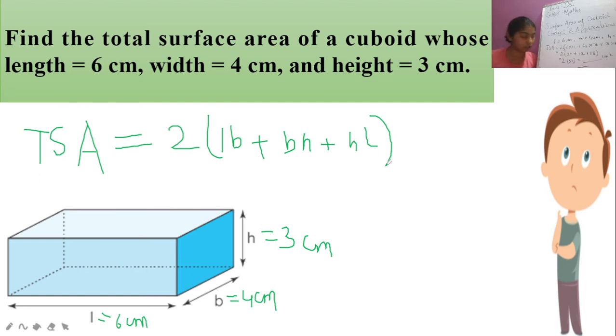So I guess you got the answer. Please match your answer. That is 108 centimeter square. So this is our total surface area, 108 centimeter square. This is your answer for the total surface area of this cuboid, okay?